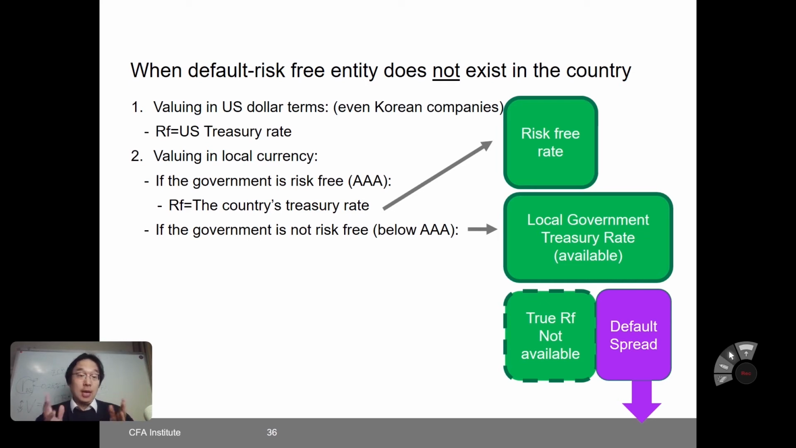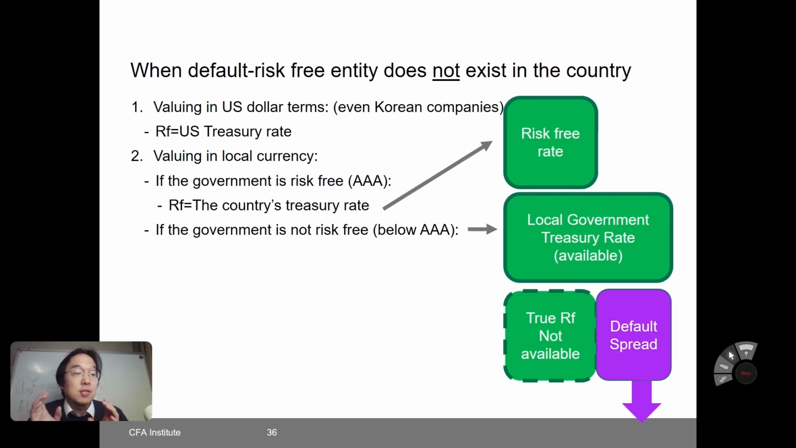Then the trouble is this: the government is not AAA. Japanese government single A, Korean government double A. The risk-free rate should be something different over here, okay. The trouble is, seemingly in local currency terms, your government treasury is AAA. Korean government in Korean treasury rate itself is AAA, but that's not truly risk-freeness, right?